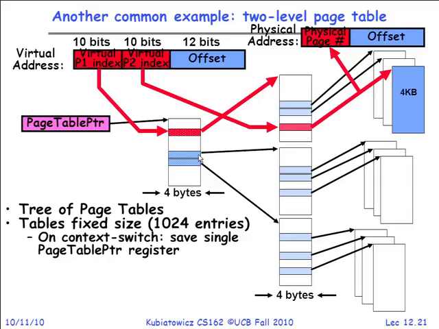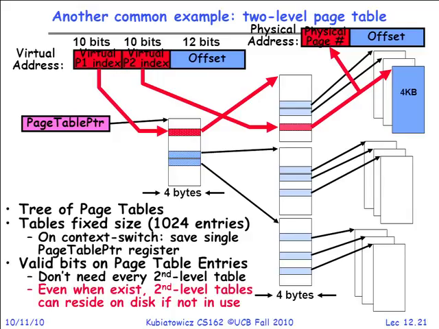Now, what if you've got a 64-bit page table, or 64-bit machine? Well, there's a lot more levels. Okay?